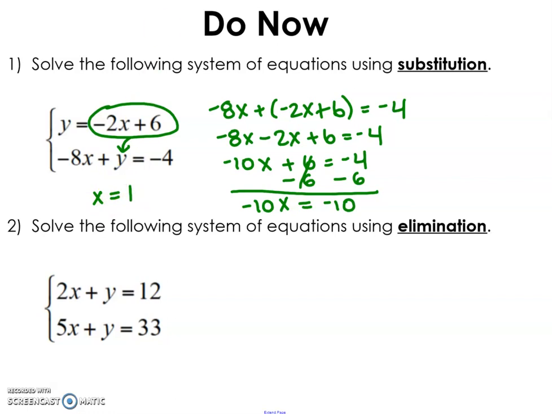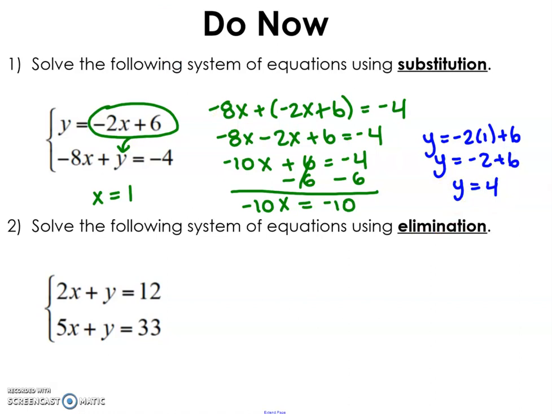In order to solve a system, we have to find the point of intersection, so we want to make sure that we're solving for the x and the y coordinate. So we found x. Now what we have to do is plug in 1 for x in either of the two equations. So I'm going to just plug it into the first equation because it's already isolated the y. So we're going to say that y is equal to negative 2 times 1 plus 6. So y is equal to negative 2 plus 6. So y is equal to 4.